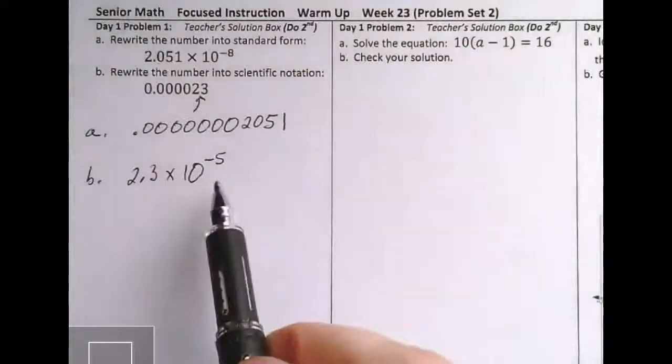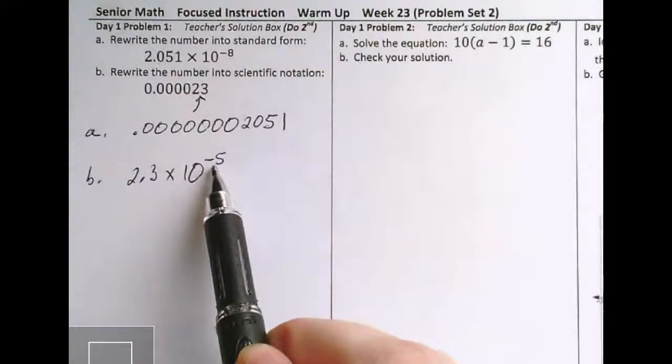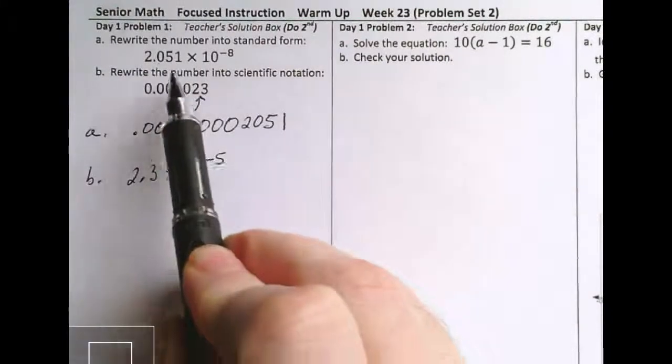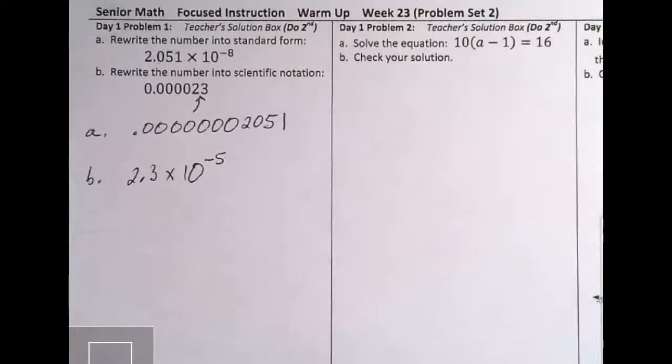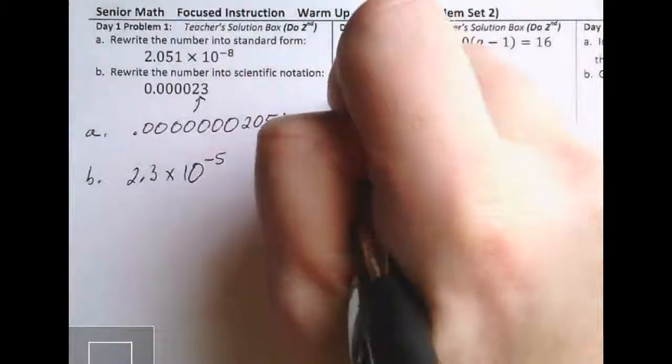So on this one here, be careful that you need to use a negative exponent to represent this decimal number that's less than 1 unit. Now, day one, problem 2. Solve this equation and then check the answer.